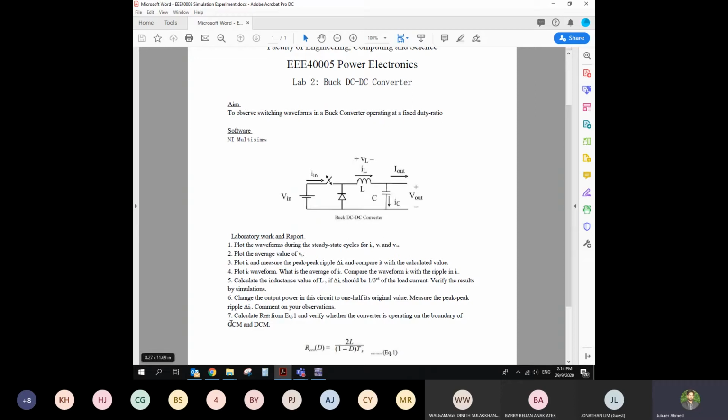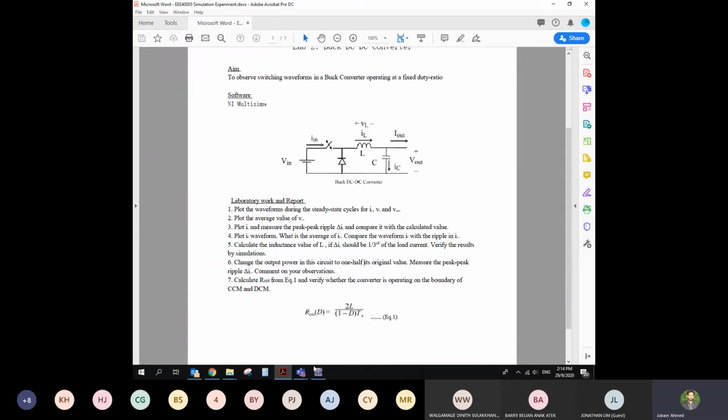So for continuous or discontinuous current mode, we can calculate the R critical. That means the critical resistance of the whole circuit, which is related by this. So by using this equation 1, you can calculate the R critical, which is part of your problem number 7 here. Okay, then, so let's move to our circuit.